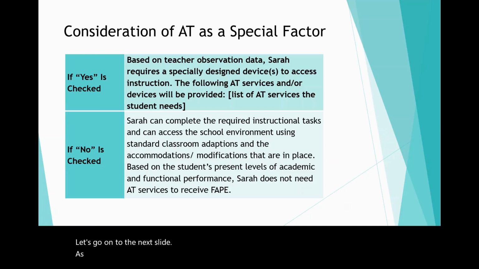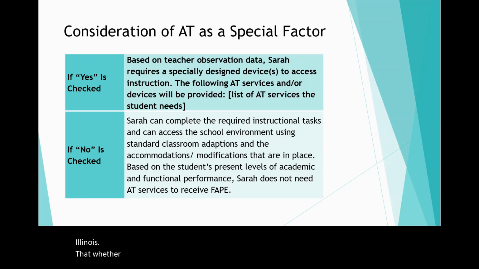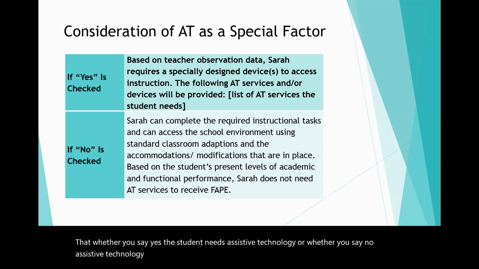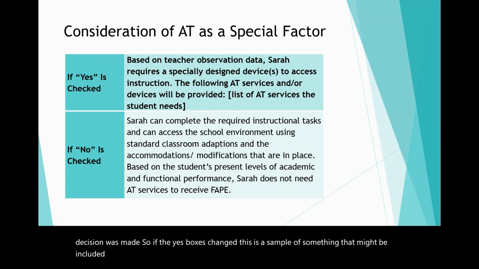As you remember from last time, one of the things that we addressed in Chapter 5 in this guide is the requirements in Illinois that whether you say yes, the student needs assistive technology, or whether you say no, assistive technology is not needed, the IEP team must provide some clarification of why that decision was made. So if the yes box is checked, this is a sample of something that might be included to clarify why the team decided that assistive technology is needed.